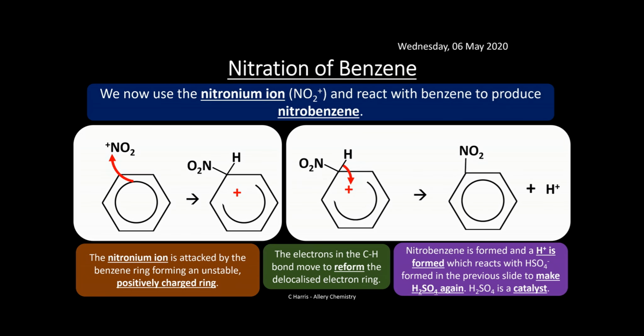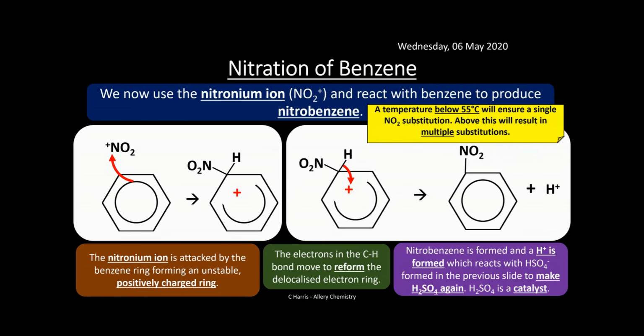So all these different points here, obviously you need to be able to write the mechanism down and show what's happening, but also you need to identify what's a catalyst and explain why it's a catalyst using your reaction mechanisms. So tie it all in because it all fits together. There's no loose atoms here.